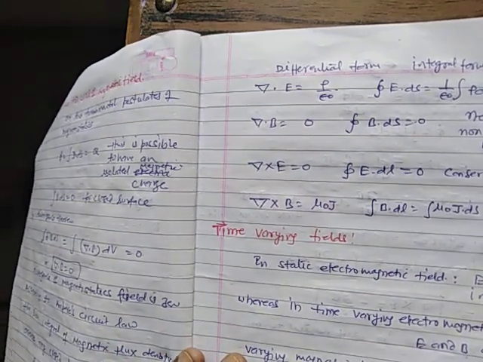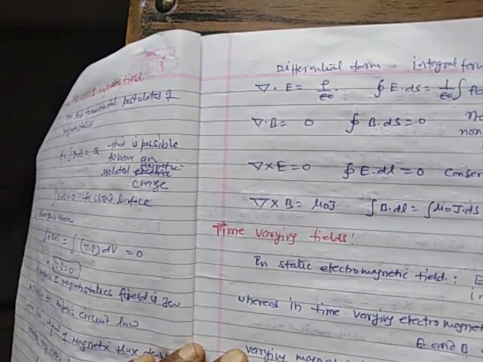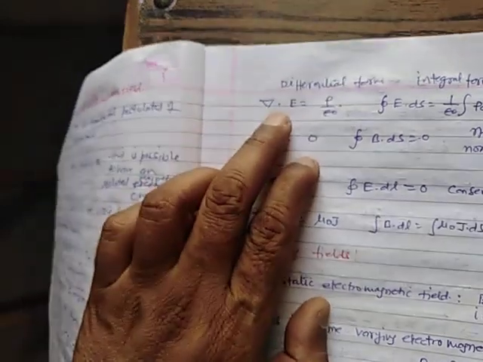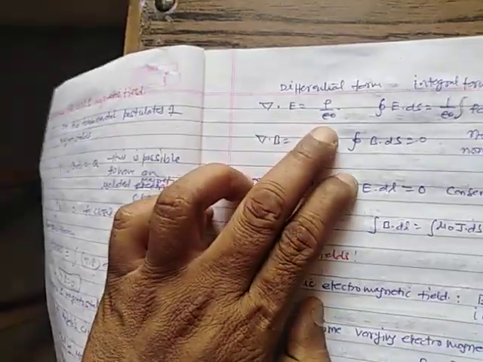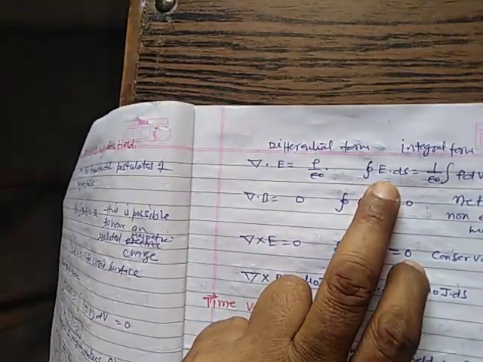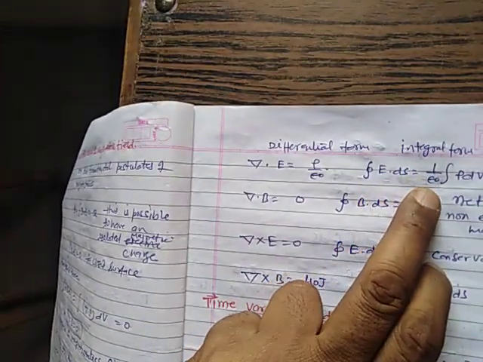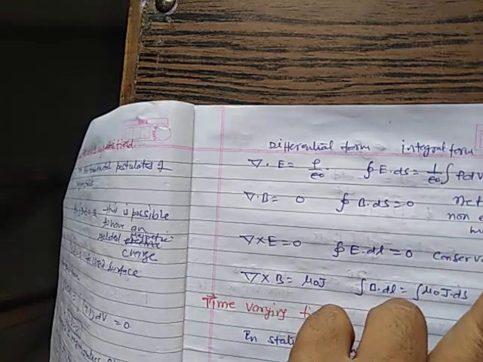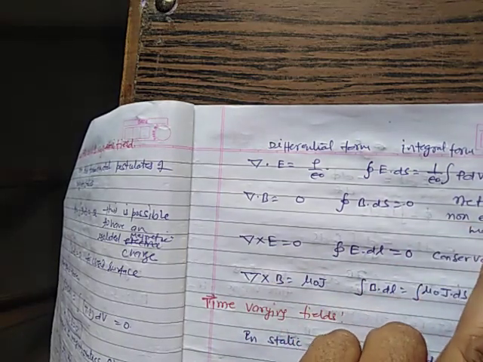So differential form and integral form, we can write the quantities which we have studied. In differential form, del dot E is equal to rho upon epsilon naught. In integral form, we can write integral E dot ds equals 1 upon epsilon naught integral rho dv. It is the Gauss's law. Now the net flux is 0, or non-existence of magnetic monopole.